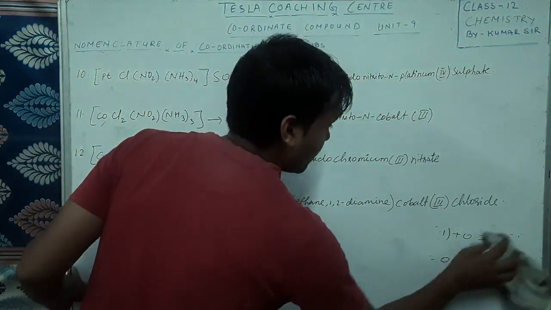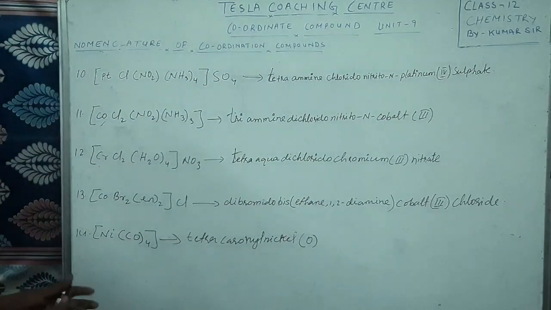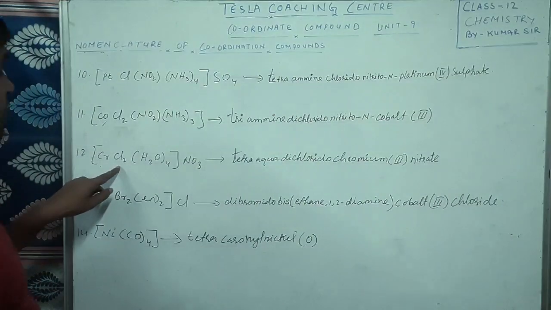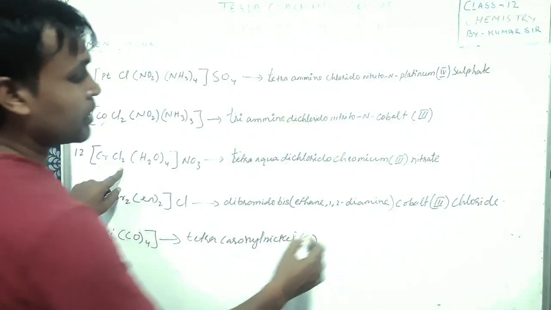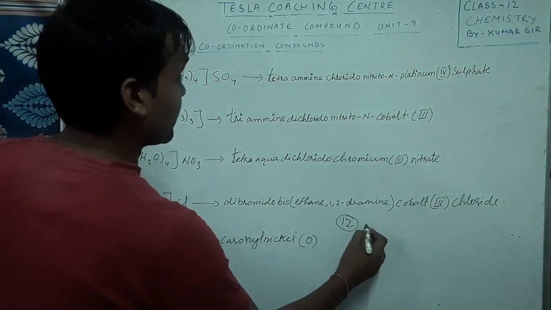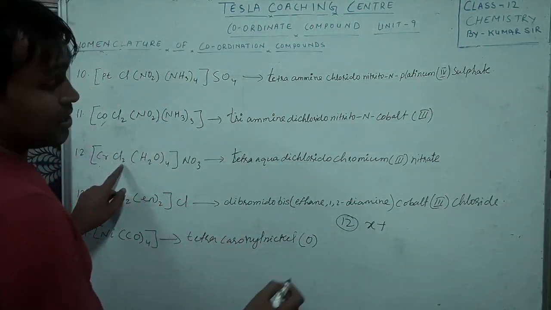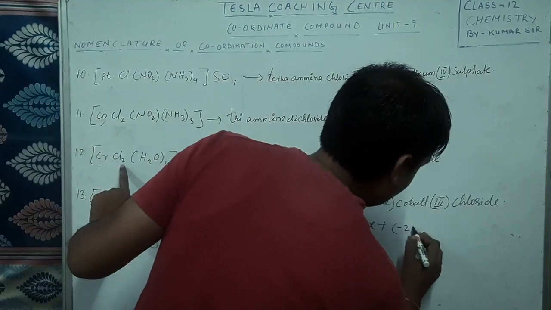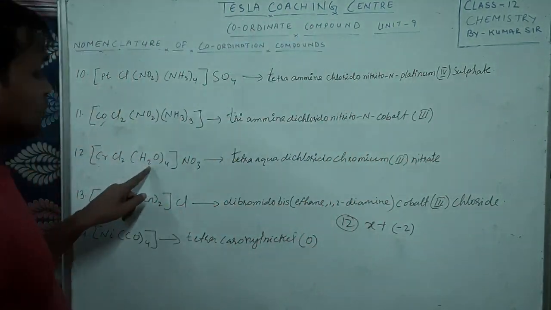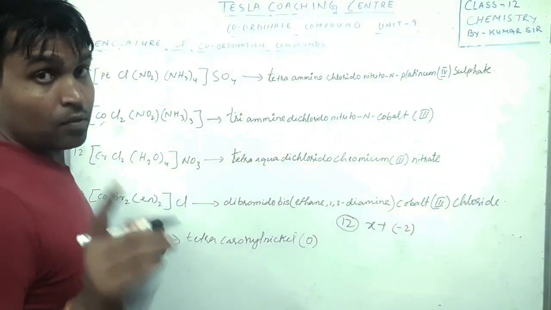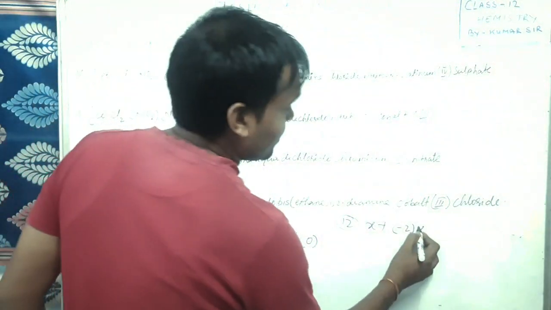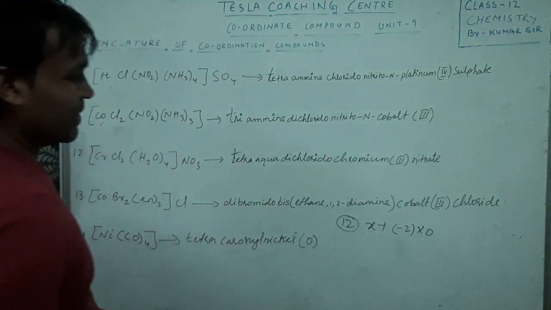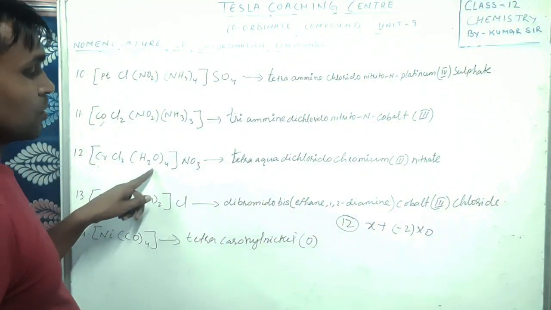The video is getting lengthier. Okay, so question number 12 here, chromium ka oxidation number we are going to calculate. So let's assume that it is x. Chlorine is how much? 2. So let's write -2 directly. H2O, as I have already told you in the previous lecture, it is neutral, so it will be 0.